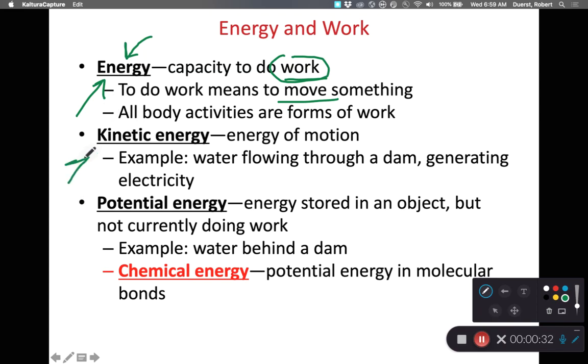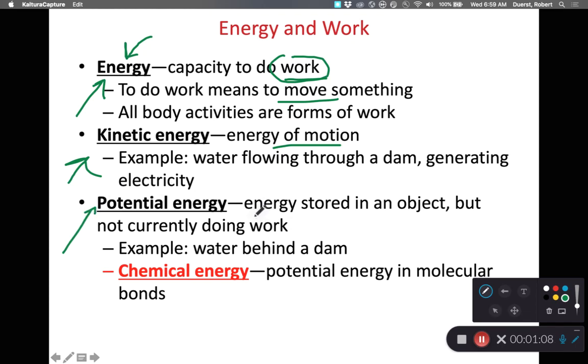We can have kinetic energy, the energy of motion. Common examples that are used in introductory classes include water flowing through a dam, or the movement of a ball rolling down a hill. In our bodies, we have kinetic energy when we think of something moving from point A to point B. For example, we can have the physical digestion process that depends upon some kinetic energy, or moving our body from a cold environment to a warm environment, we need to use kinetic energy.